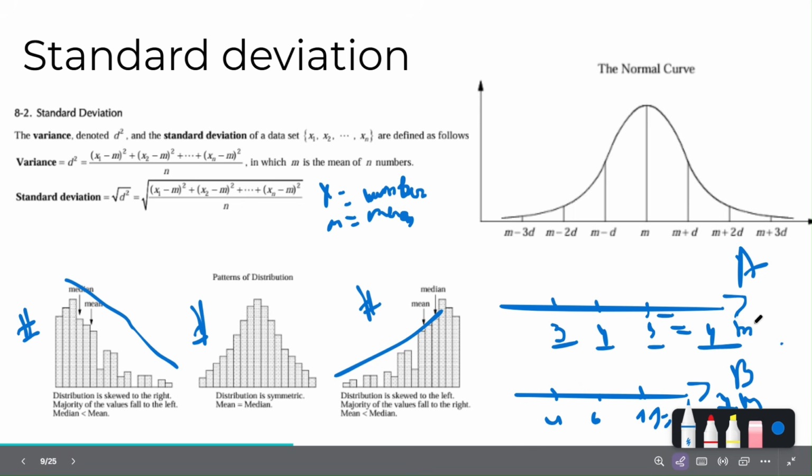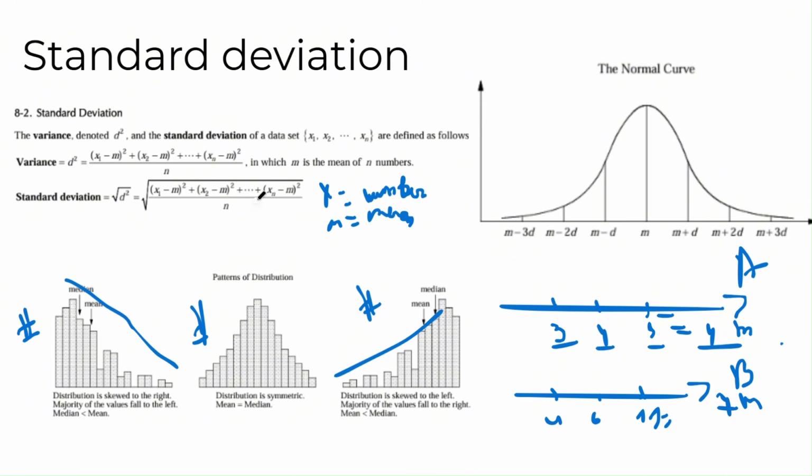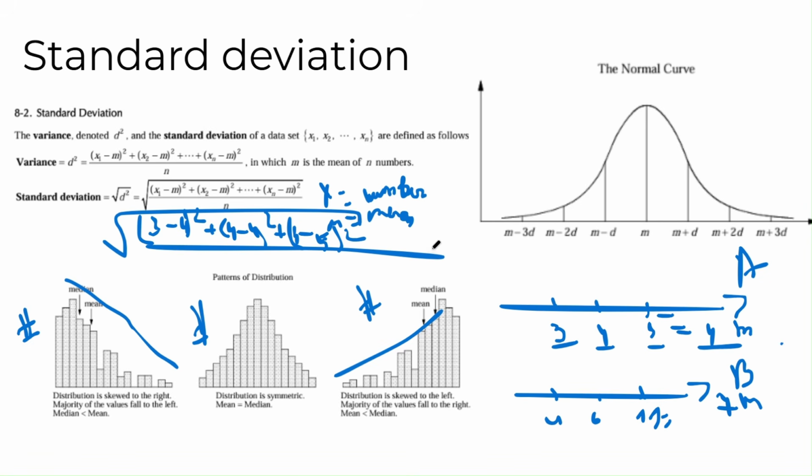So now we have to put these numbers into this formula. Since we know our m and our x values, all we do is put them into this formula. 3 minus, what was our m? Our m was 4, which is our mean. And we square this. We do the same with 4 minus 4, and square it. We do the same with 5 minus 4, and square it. Everything is under the square root. And we divide them all by n, by their count, 3, because there are 3 numbers.